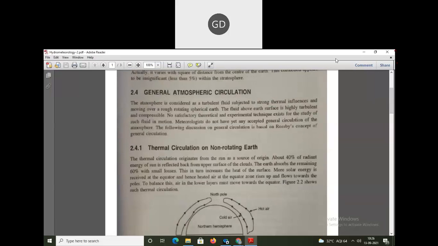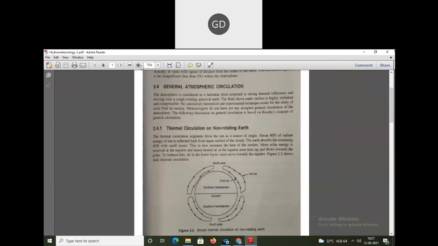Okay. So, last class we discussed the vertical structure of the atmosphere. Today we will learn about the general atmospheric circulation. General atmospheric circulation is the movement of air, the wind that is moving, and it follows a certain pattern. How this wind moves is said to be the general atmospheric circulation.